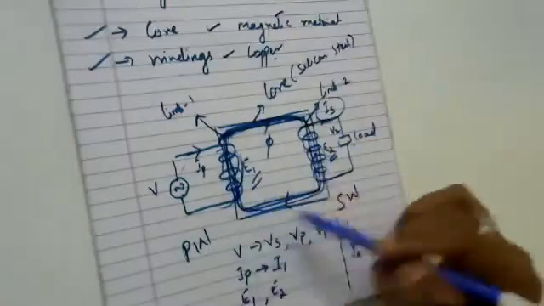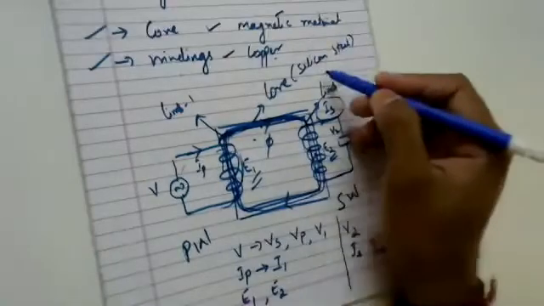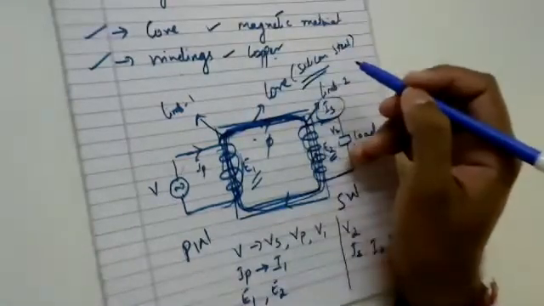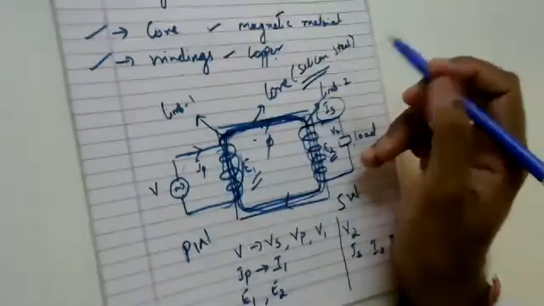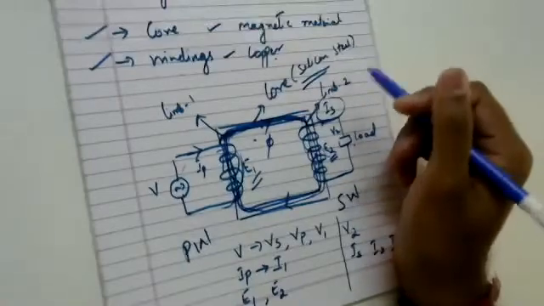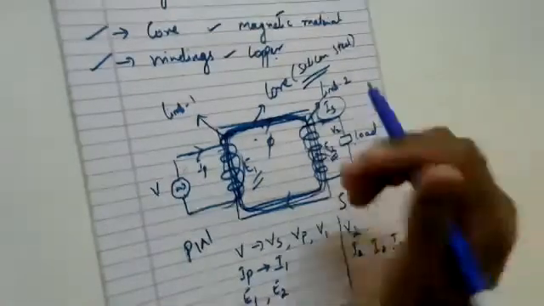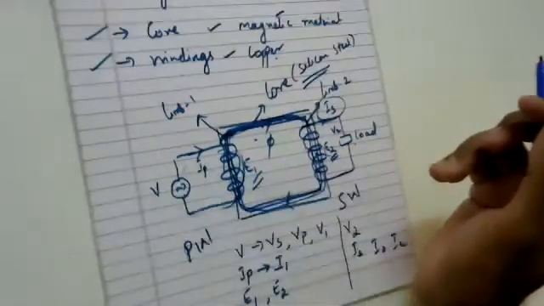Then this core is made up of what? The core is made up of magnetic material. To be specific, it is made up of silicon steel, which has high relative permeability and low hysteresis. Okay, low hysteresis curve. Then next are the windings. They are made up of copper.